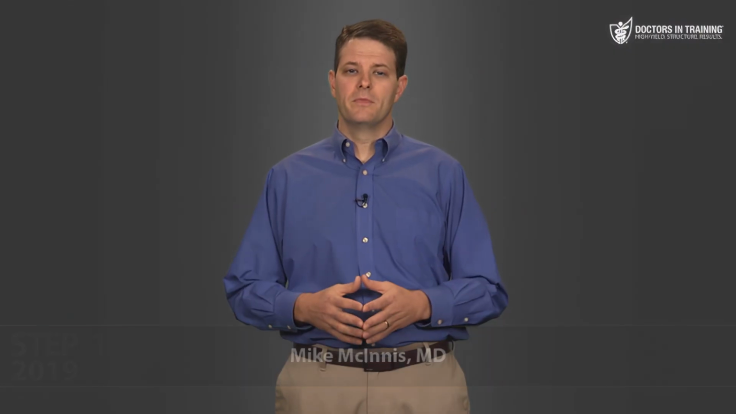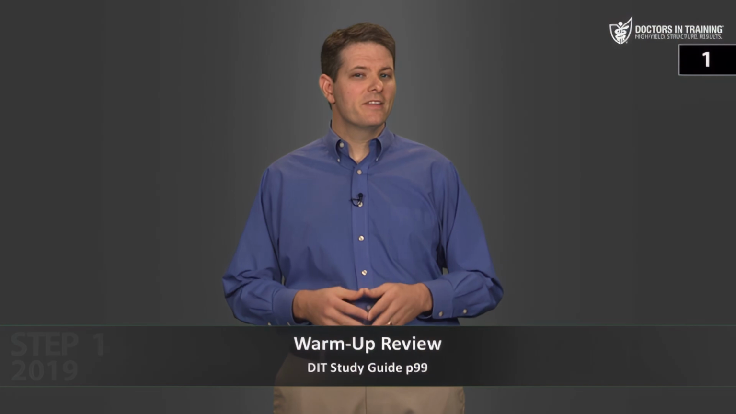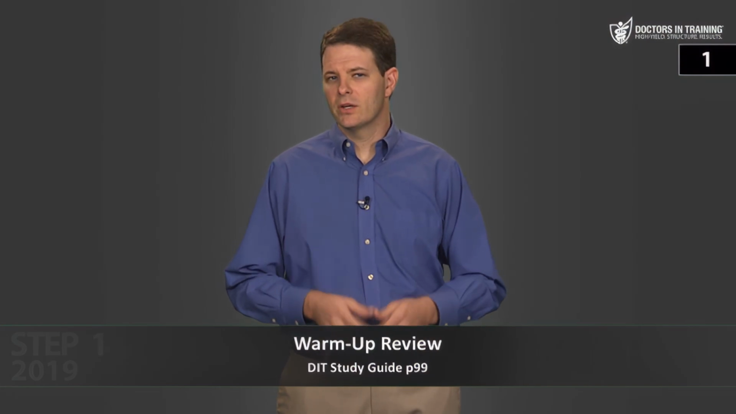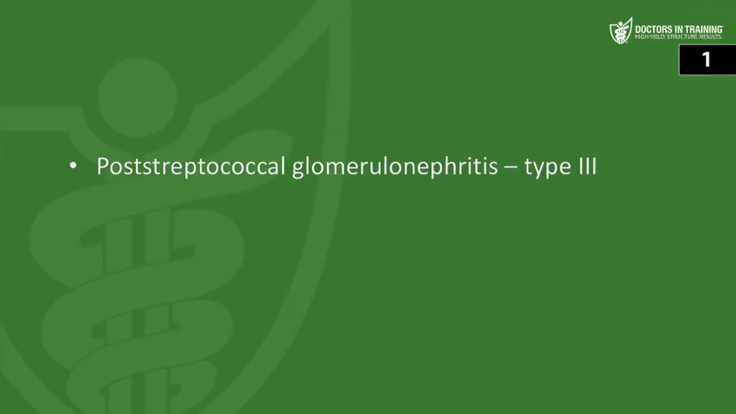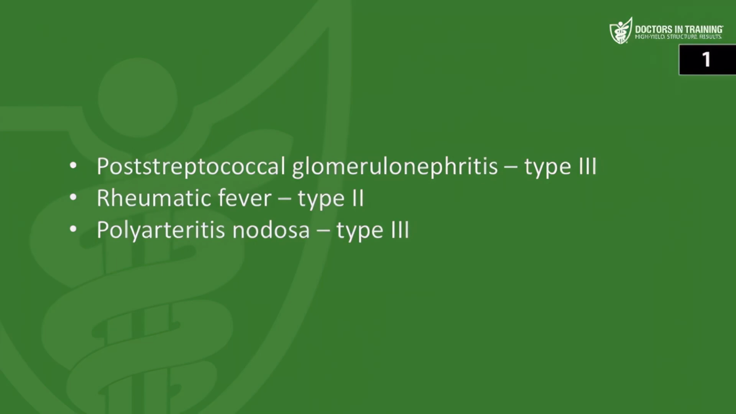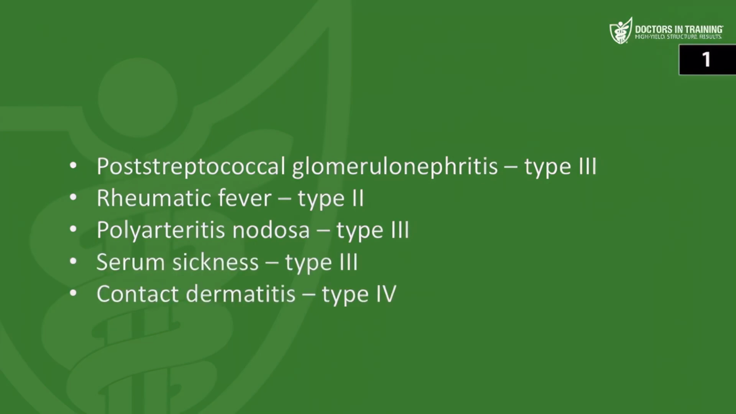Let's go over the warm-up. First question, which type of hypersensitivity is responsible for each of the following clinical scenarios? Post-streptococcal glomerulonephritis is a type 3 hypersensitivity. Rheumatic fever is type 2 hypersensitivity. Polyarteritis nodosa is type 3. Serum sickness is type 3. And then contact dermatitis is a classic type 4 hypersensitivity.